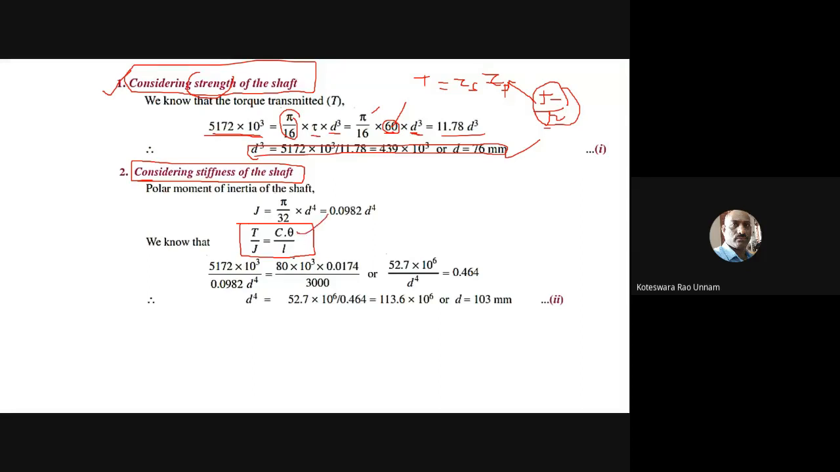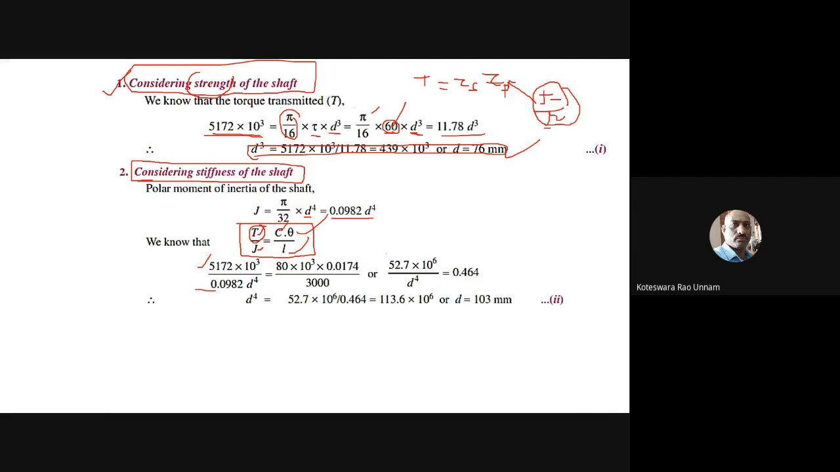Theta is given, L is given, C is given, J is not given, and T is already calculated. So now we need to substitute all those parameters here. This is the T we already calculated, 5172 into 10 cube, divided by J, which, like I mentioned, is pi by 32 into D power 4. If we simplify that, we get 0.0982 into D power 4.